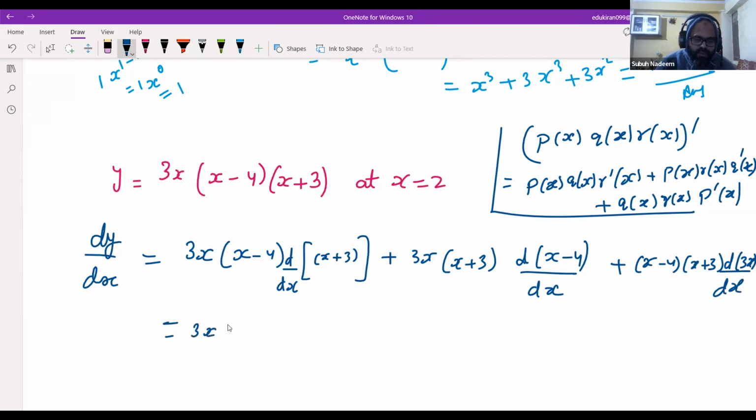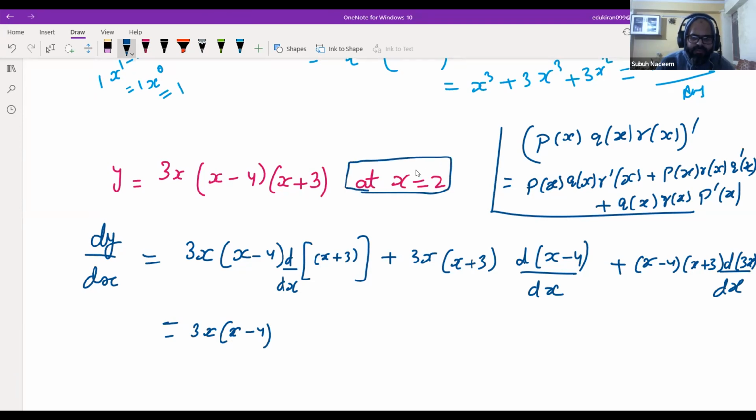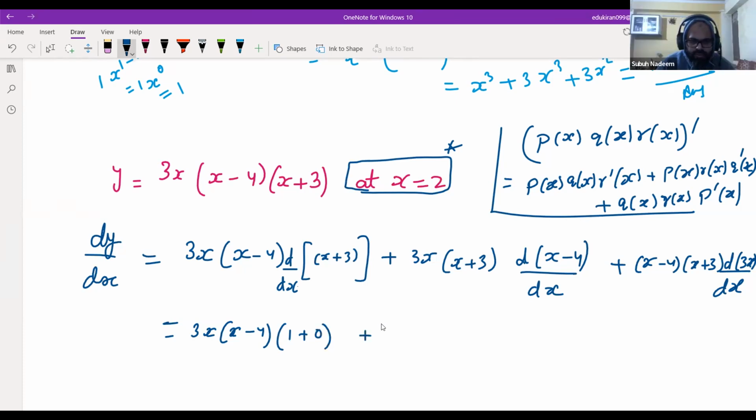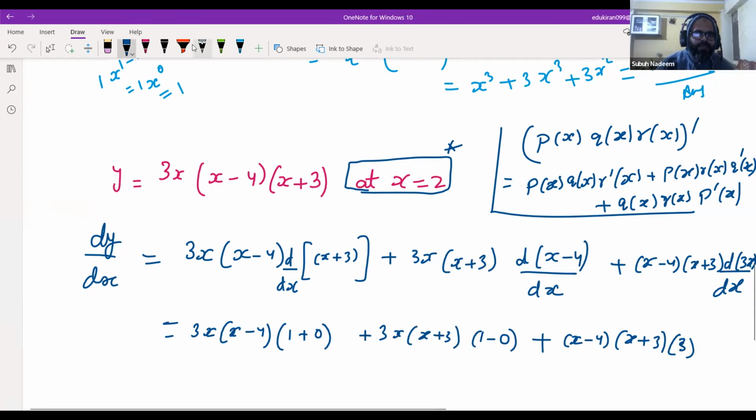So this will be 3x into x minus 4. Then why x equals 2? We will do that at the end. So the derivative of x plus 3 will be d of x, that is 1, and d of 3 is 0. 3x into x plus 3, d of x is 1 and d of 4 is 0. The derivative of 3x will be 3, so dx by dx will be 1. Fine.